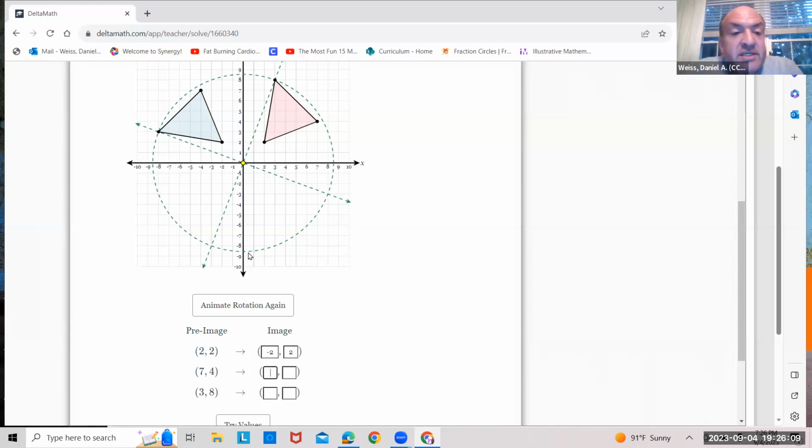Okay. Well, 7, 4 is right here. All right. Where did 7, 4 go? This point went from here over here to negative 4, 7. So I'm going to put negative 4 and 7. And then this point here went from 3, 8 to negative 8, 3. Okay. Negative 8 and 3. All right.